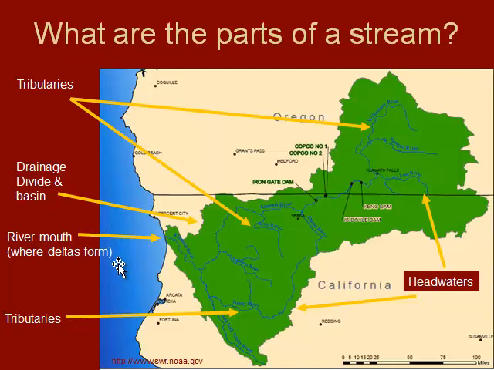So in this case here, the Klamath River is emptying into the Pacific Ocean. So the river mouth will be right at that boundary. And this is where features like deltas form. And we'll look at those in the next video or two.